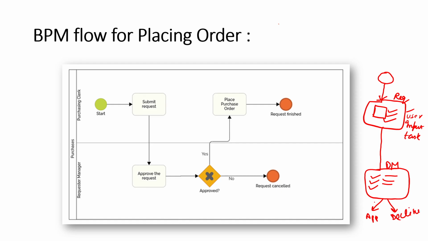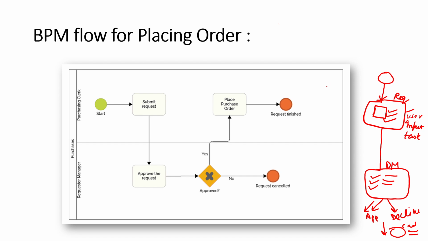So let's say the user submits and the DM approves it. Then it will go back to the requester, and the requester will pick up the required things from the store, right? And the process will end after that. It will go to the end node, right? So this is a single simple use case.